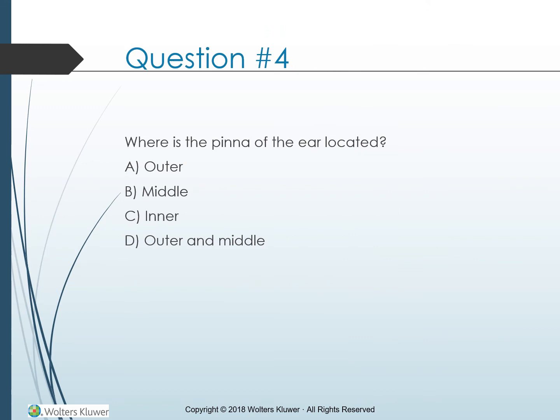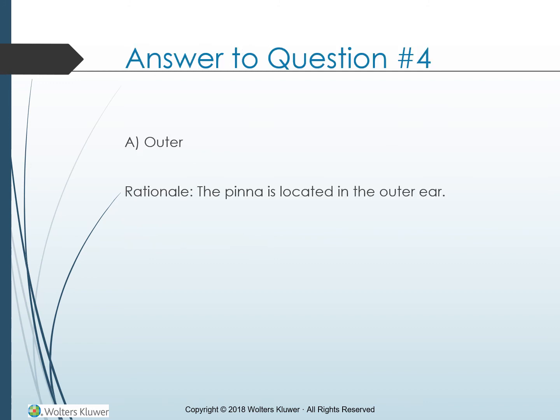Question: where is the pinna of the ear located? Outer, middle, inner, outer and middle. The answer is the pinna is the outer part of the ear, and it is located again in the outer ear.